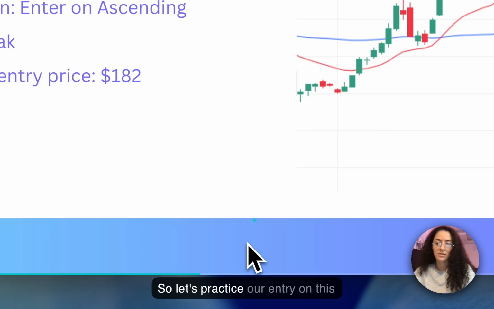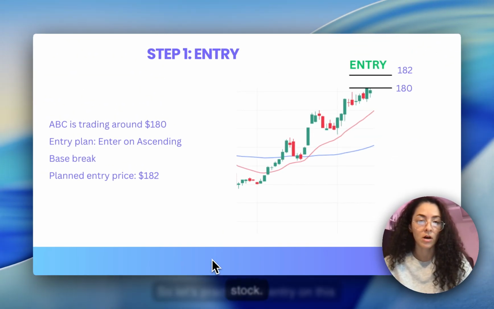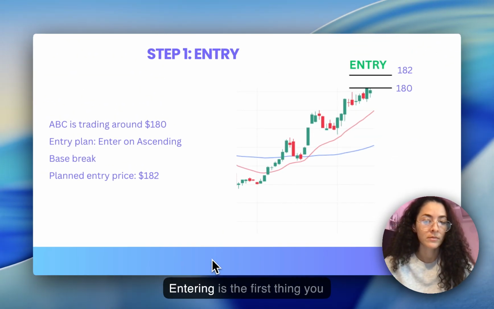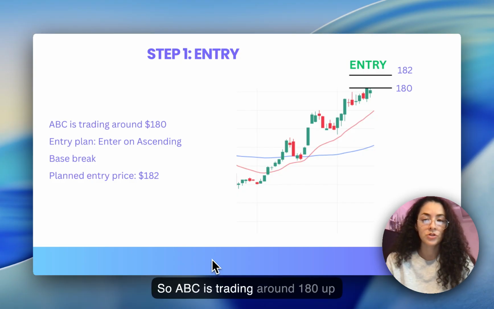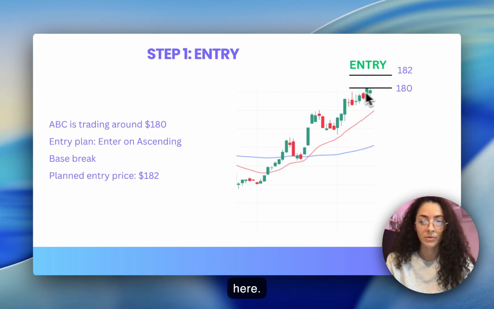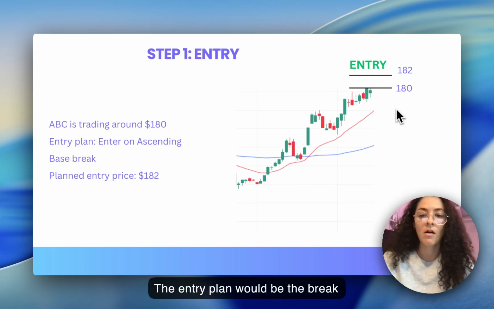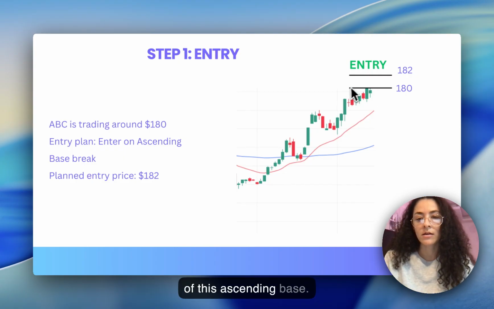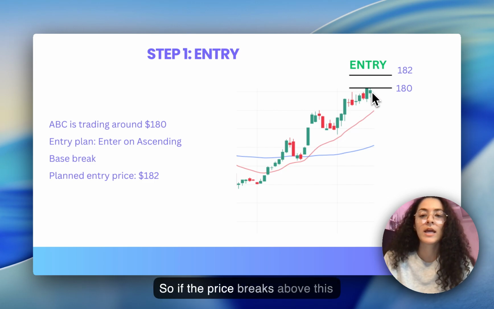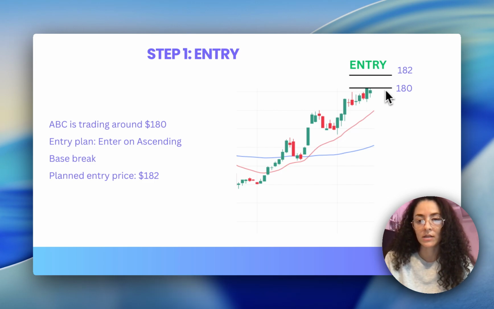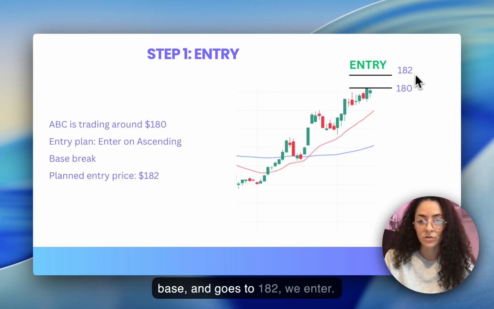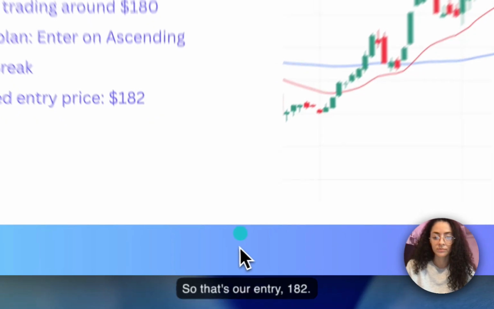So let's practice our entry on this stock. So this is step 1. Entering is the first thing you decide. So ABC is trading around 180 up here. The entry plan would be the break of this ascending base. So if the price breaks above this 180, breaking this ascending base, and goes to 182, we enter. So that's our entry, 182.